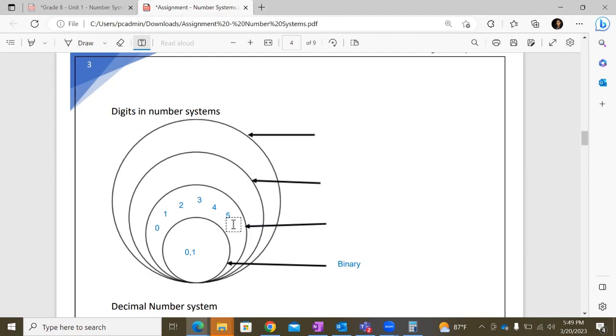If you have 0 to 6 and 7, it is octal, right? Octal means 8. So like this, we can get the number system values. If you have seen robotics and all, we use these number formats to introduce new things to the computers, right?